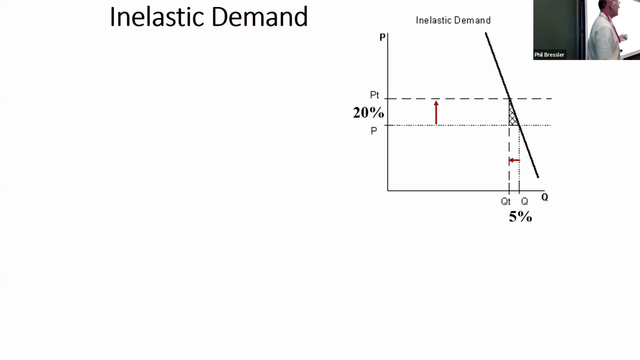Okay, so the four types of elasticity are demand elasticity, income elasticity, cross price elasticity, and supply elasticity. Now, I don't usually go over supply elasticity because it's the same thing as demand, it's just quantity supplied.